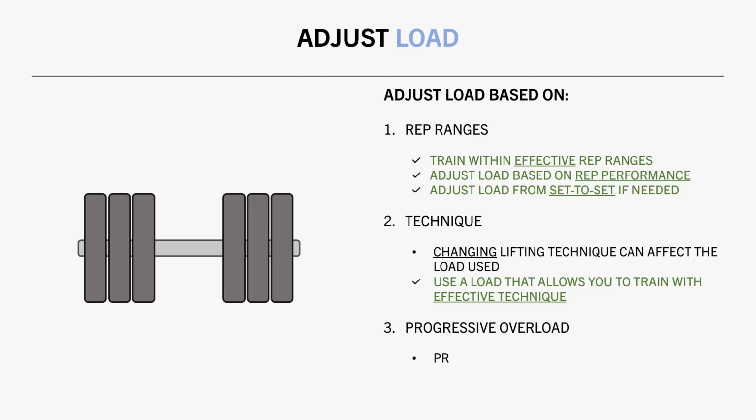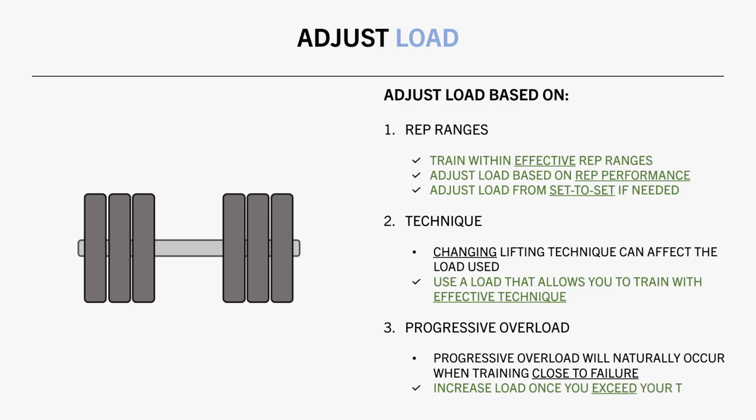Since we are taking each set close to failure, progressive overload is essentially built into the system. As you build muscle mass over time, you will naturally be able to perform more reps and eventually increase load. So while you don't need to record your rep and load performance, you can just increase load once rep performance exceeds your target or the range you prefer to train within. And over time, you should naturally be able to progress as a result of increases in muscle mass.